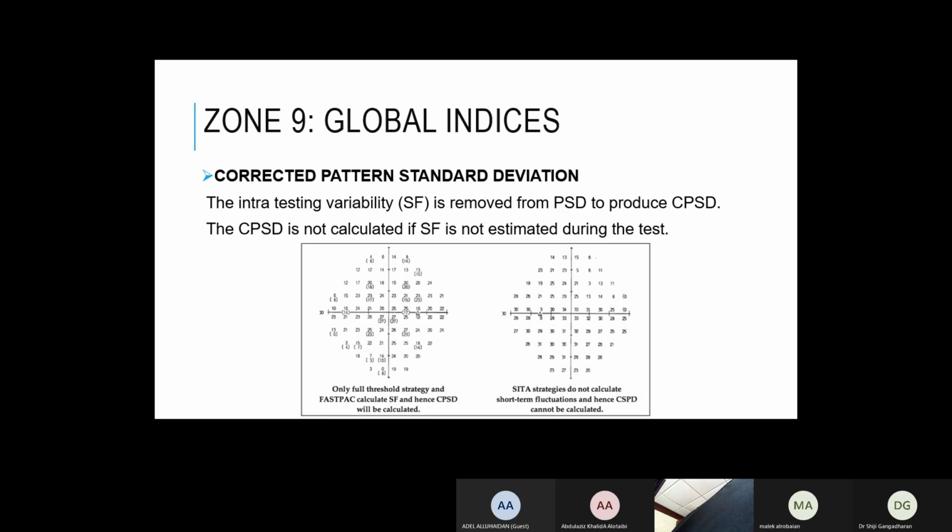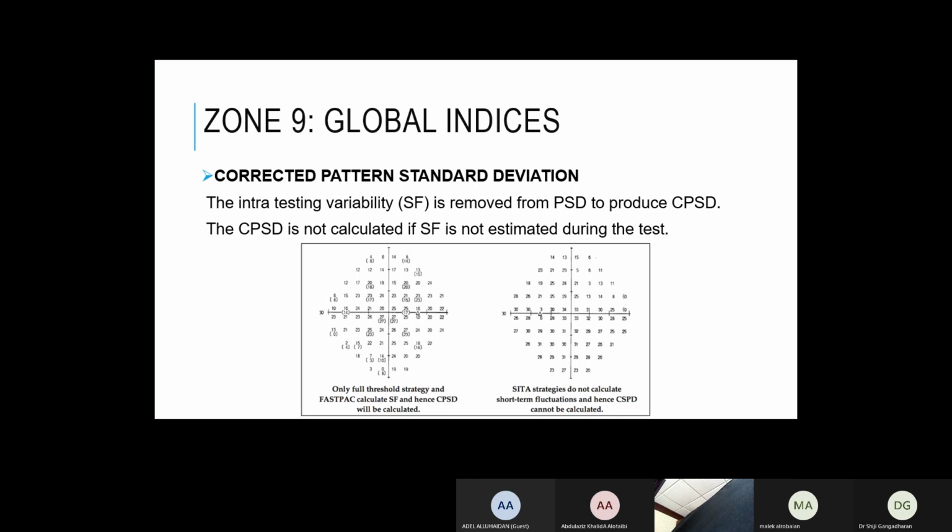Corrected pattern standard deviation removes the intra-test variability, using the short-term fluctuation, from the pattern standard deviation. That means we need the short-term fluctuation to get the corrected pattern standard deviation. We will remove the area where the machine measured twice, and if there is a difference in this area, we will remove the same amount and we'll have the corrected pattern standard deviation.